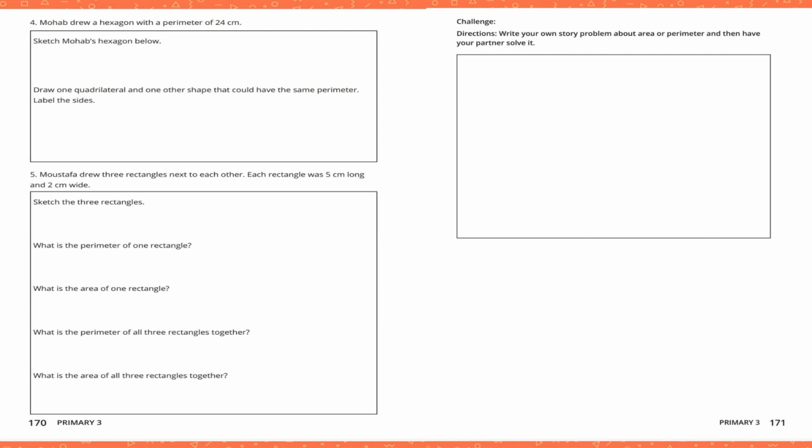Muhab drew a hexagon with a perimeter of 24 centimeters. And as we know, the hexagon has 6 equal sides. So the perimeter of the hexagon will be side length times 6. And to find the length of the side, we divide 24 by 6, which equals 4 centimeters.